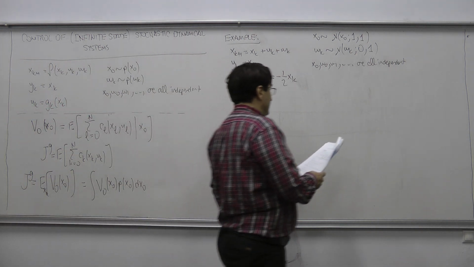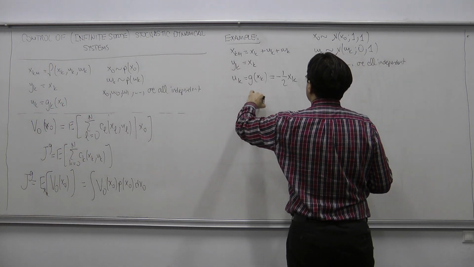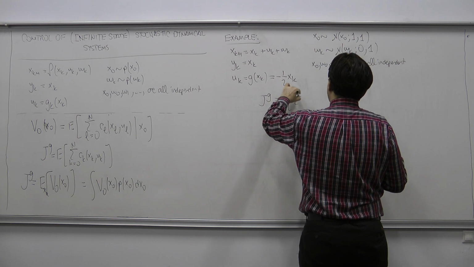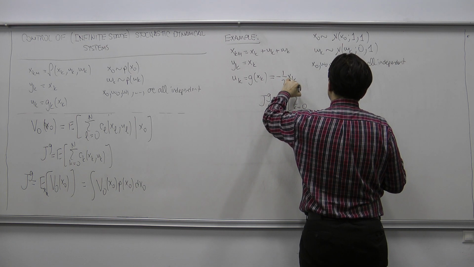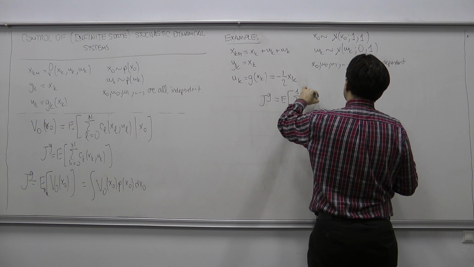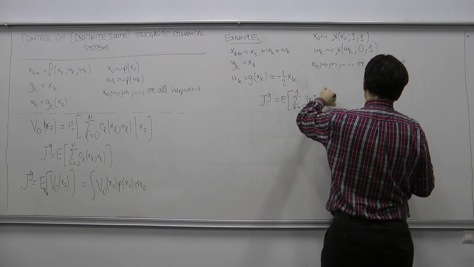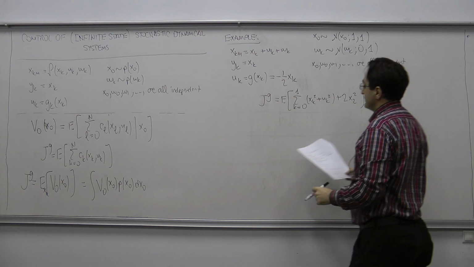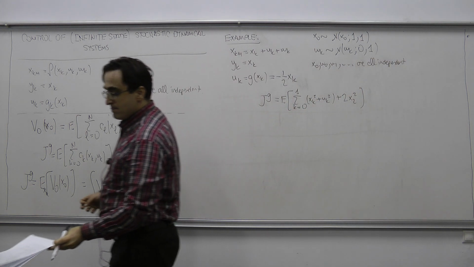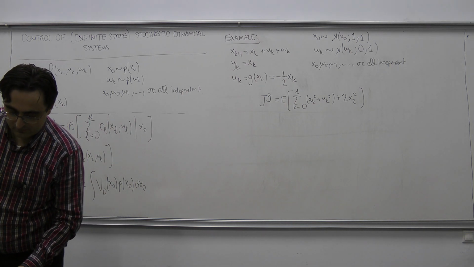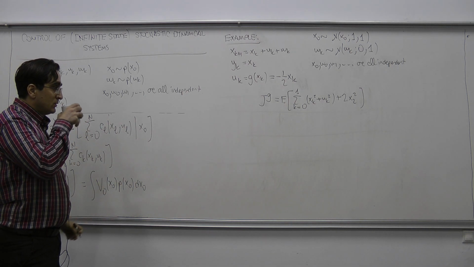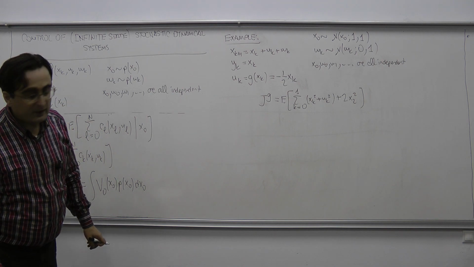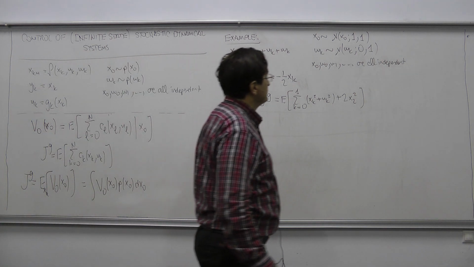And the cost that I would like to calculate is this one: the expected value, k from 0 to 1, of x_k squared plus u_k squared, plus 2 x_2 squared. Okay? And I will calculate this cost recursively.